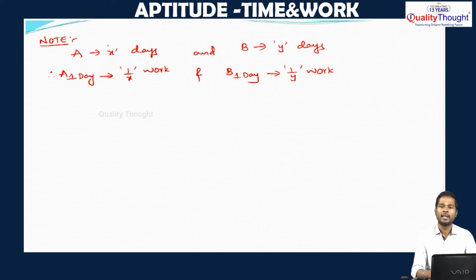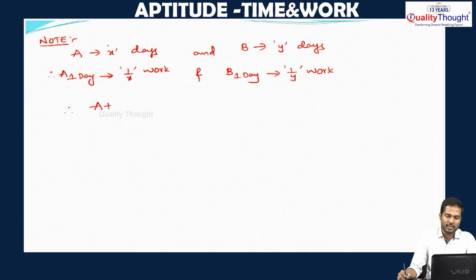So, check this, A takes total x days to complete the work, in 1 day he will do a work of 1 by x, and B takes total y days to complete the work, in 1 day he can do a work of 1 by y. Now, the total days together, so in how many days A and B can complete the work together.